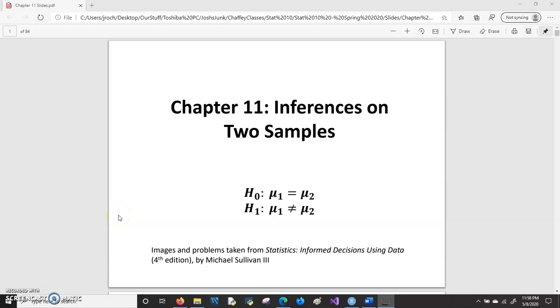Hi everyone, this week we'll be talking about inferences on two samples. Inferences is another way of saying hypothesis testing. So these are all going to be hypothesis tests involving two samples and two parameters. And this is chapter 11. These are the chapter 11 slides.